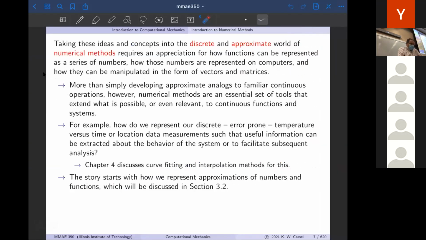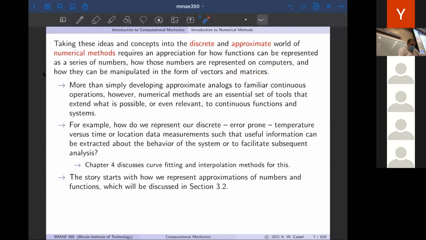So if we take these ideas and concepts into the discrete and approximate world of numerical methods, this requires us to have some understanding of how functions can be represented as series of numbers, again, as discrete vectors. How these numbers are represented on computers, they're not exact. Even 0 is not 0 on a computer. 1 is not 1 on a computer. It's only 1 to what we call machine precision, which is not infinite precision. So we're going to have to take that into account in terms of how we use our computers to do these operations. And so we're going to need to be able to manipulate vectors and matrices ad nauseum all the time.